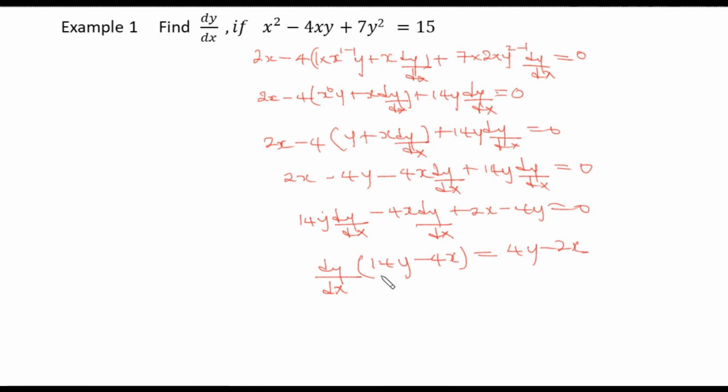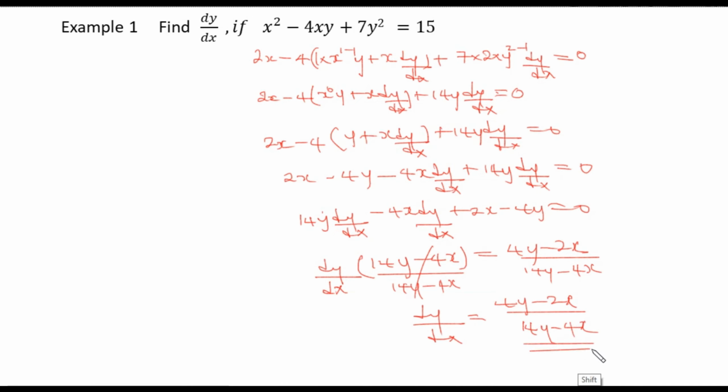So here we divide both sides by 14y minus 4x, so this cancels this. So our dy dx that we were asked to find is now 4y minus 2x all over 14y minus 4x. So this is our answer.